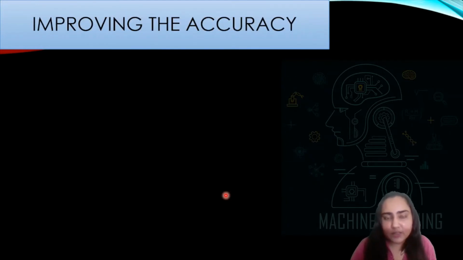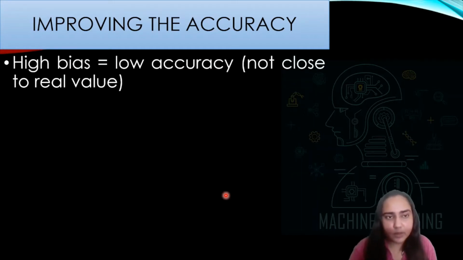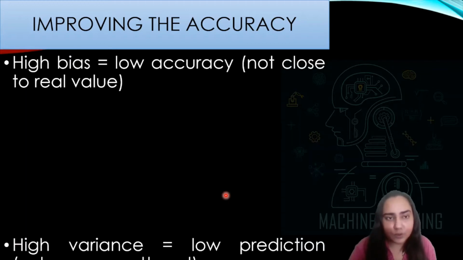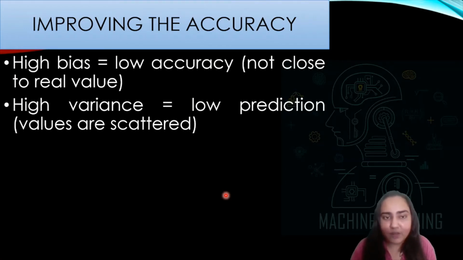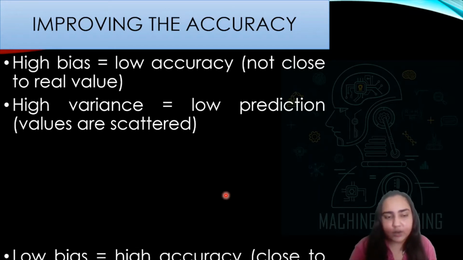Now, since we have seen all these assumptions and the problems which we can face with linear regression, we are going to see now how you can improve the accuracy of our model, which means how you can overcome some of these problems. So if you have high bias, okay, that means you have high values of epsilon, then your accuracy is going to be low because it is not close to the real value. If you have a high variance, then also your prediction is going to be low because your values are scattered about on the graph and they are not very close to each other. So it will make it difficult for you to create a regression line.